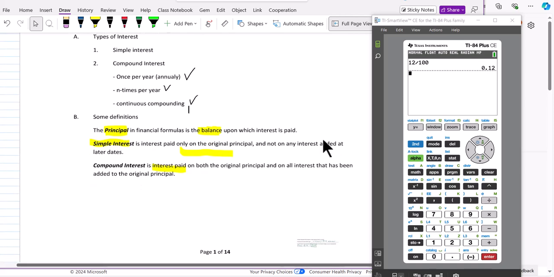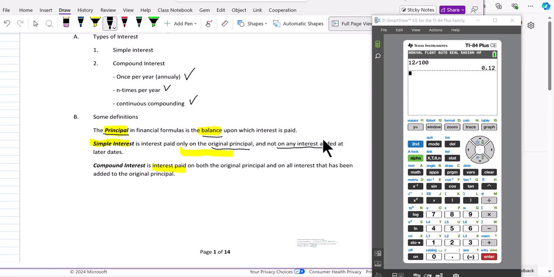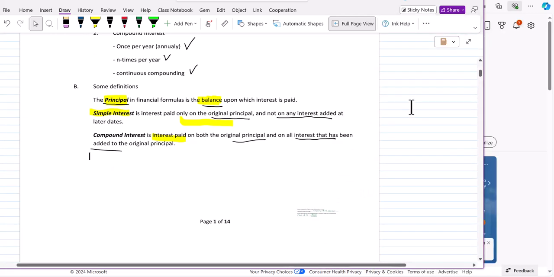A couple of basic definitions. The principal just means the balance upon which interest is paid. On the example I did, the $200 would be the principal. Simple interest is paid only on the original principal, not on any interest added at later dates. With compound interest, you actually figure interest on interest, so the interest changes on some regular basis. When you do compound interest, the interest is paid both on the principal and on the interest that's already been added to the principal. So we're going to talk mostly today about simple and compound interest and get that idea established.